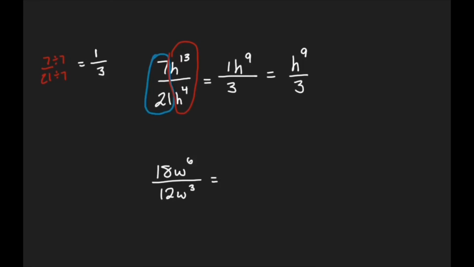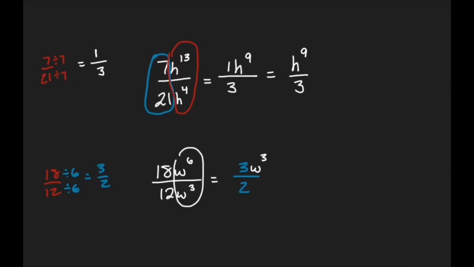We can do the same thing with the next one. If we have 18 over 12, both of those numbers are divisible by 6, and it gives you 3 over 2. So in our solution, we have 3 over 2, and then we subtract our exponents. 6 minus 3 is 3, so w cubed.